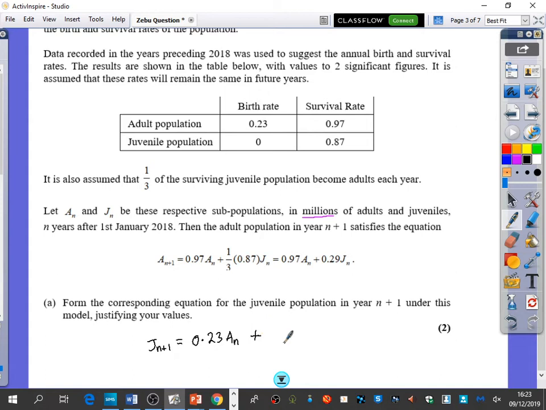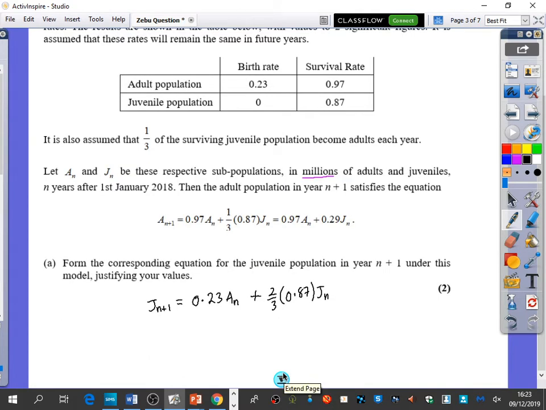Plus, what else? 2/3 of the surviving population of the juveniles. Because 1/3 of those juveniles are going to become adults, 2/3 of them are going to remain juveniles, but 13% of the juveniles are dying, so it's only 2/3 of the 0.87, which is 0.58. So we get 0.23 AN plus 0.58 JN.